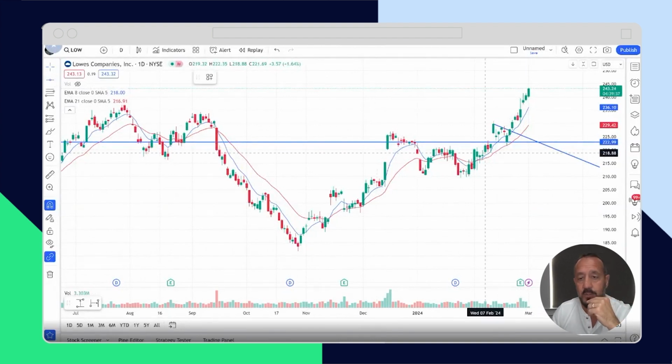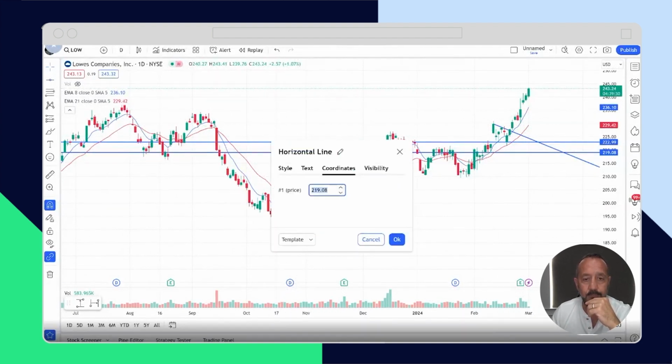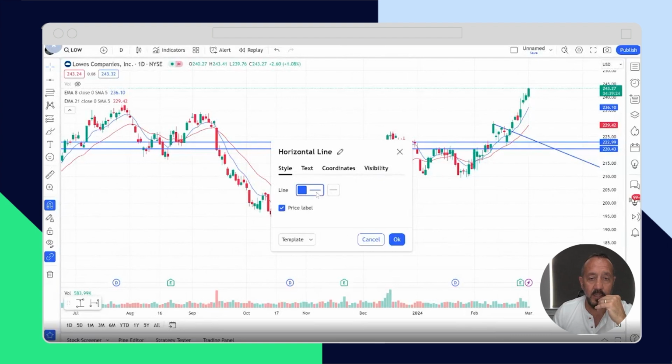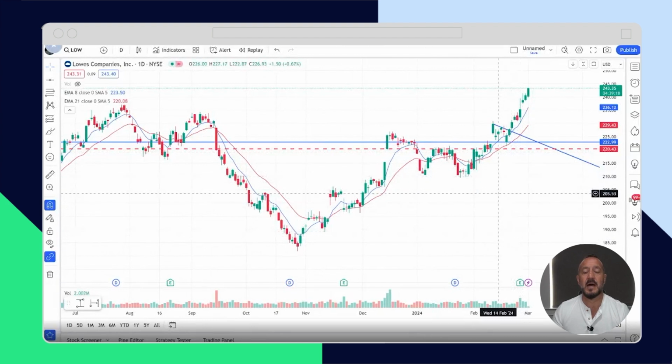So in order to do that, I'm going to do this. I'm going to go ahead and fix that number at 220.43. And just so that we can see it differently, I'm going to make it red. I'll make it a dashed line. All right. So this is my stop area.